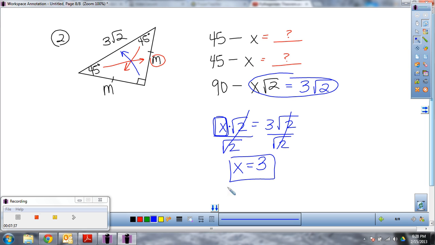So my x is 3, and again, just by solving for my x, I found that the side across from the 45-degree angle can be simply x, so I know that my m is equal to 3, and this m is equal to 3 as well. Make sure you have these examples as well as the formulas in your notes so that you can go over practice when we get back to class.